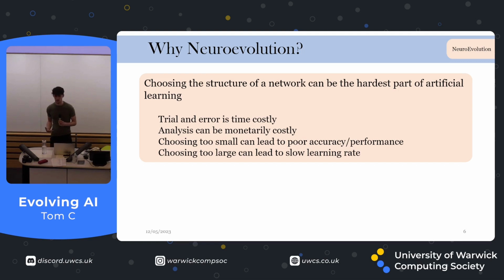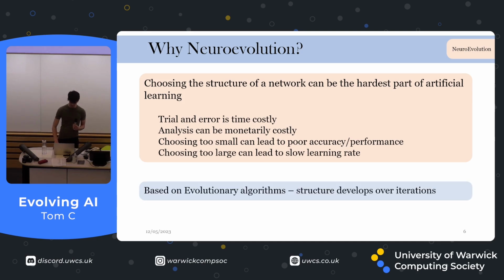A good question now is, why would you bother with neuroevolution over traditional neural network training? It's because choosing the structure of a network can be the hardest part of artificial learning. Choosing a poor structure can lead to poor performing networks or excessive cost and time to train that network. If you choose a structure too small, you risk never being able to train that network to recognize the behavior you're looking for.